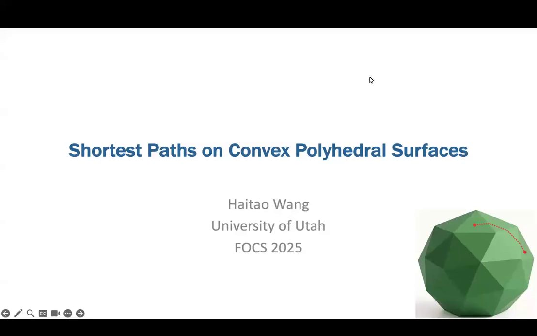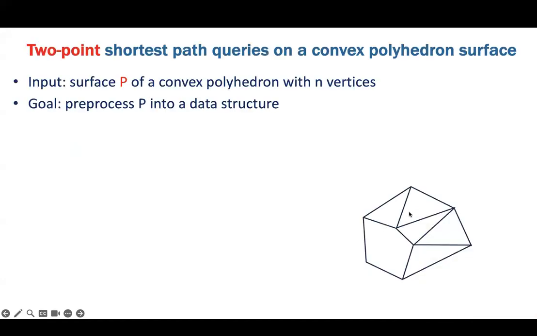Okay, so this talk is about shortest path on convex polyhedral surfaces. This picture is a convex polyhedron, and we have 2 points on the surface. The red path is the shortest path. So we actually study the 2-point shortest path queries.